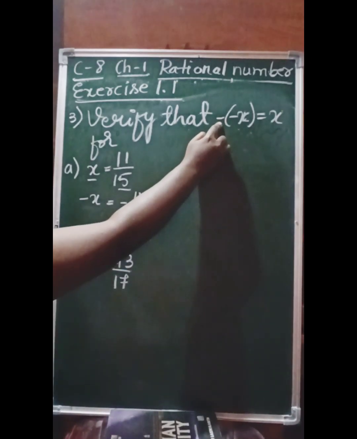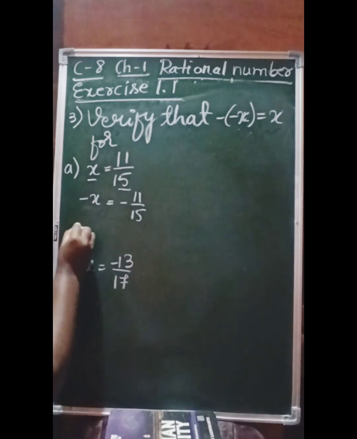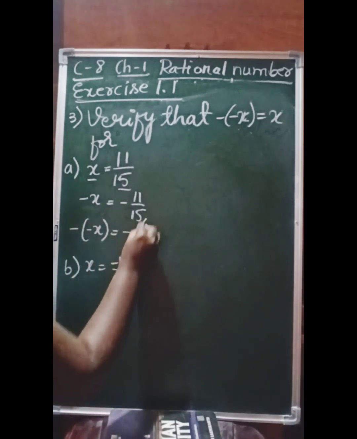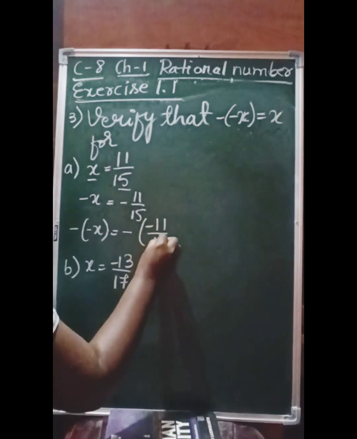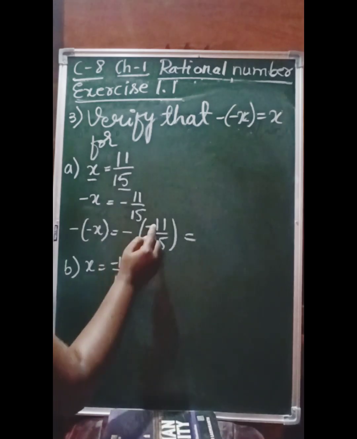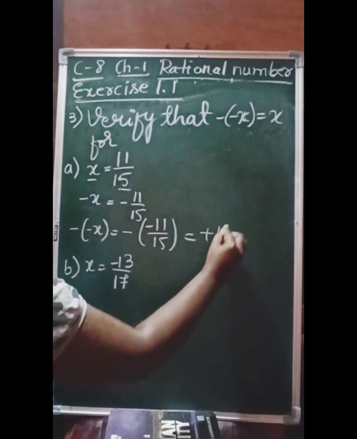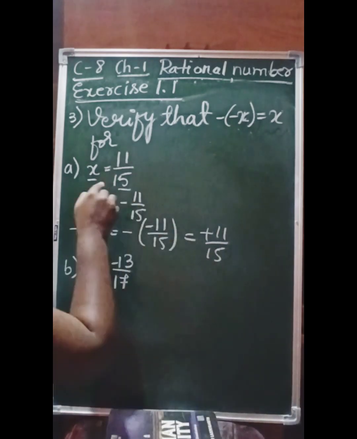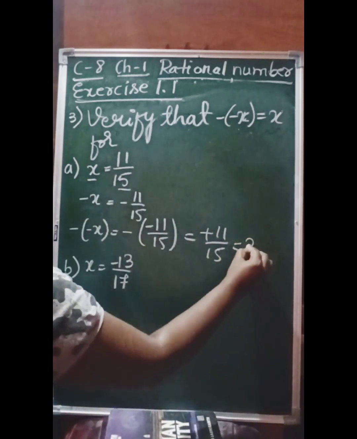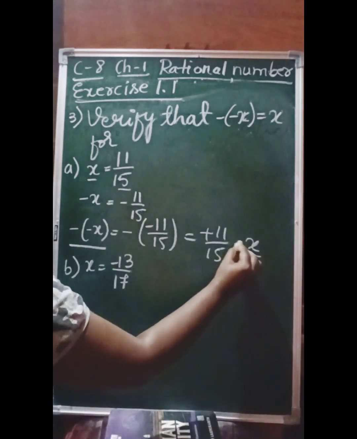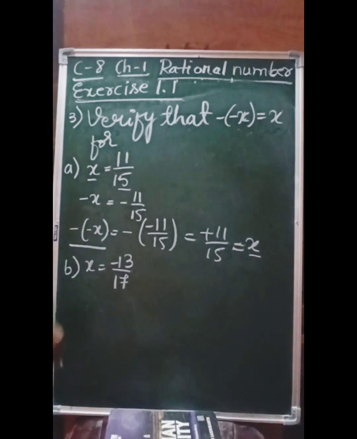Again you have to multiply one more negative, that is minus into minus x. What will happen? Minus into minus 11 by 15. So as we know that plus into plus, minus into minus is plus, it will become 11 by 15. So plus 11 by 15 is the value of what? X. Means what? Minus of minus x will be equal to x. Now same thing, do it for the second one.